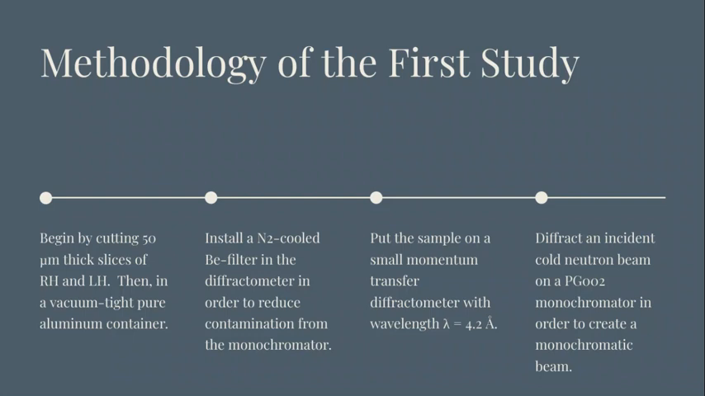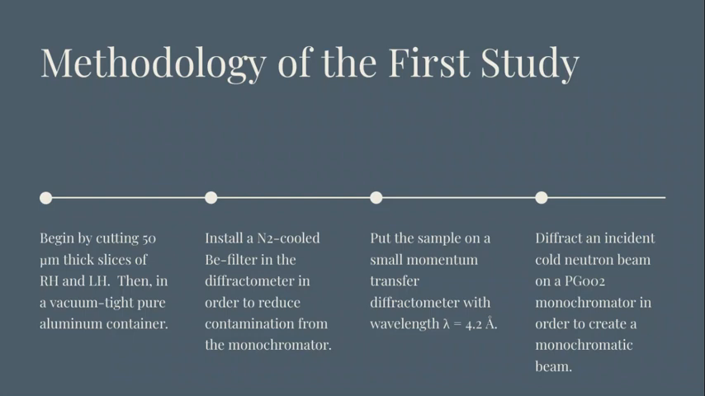The sample was then closed in a vacuum-tight pure aluminum container. The experiment was then initiated at room temperature on a small momentum transfer diffractometer, which was used at a wavelength of 4.2 angstroms. This device, also called IN14, is a neutron 3-axis spectrometer at an institute in France.